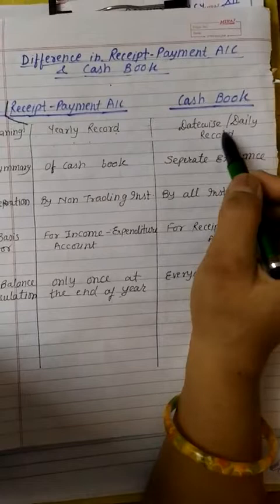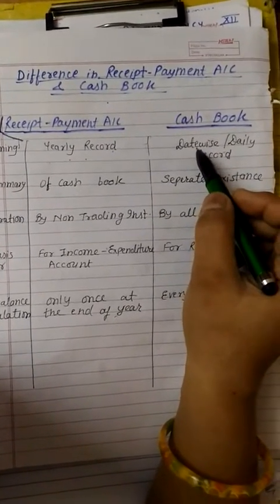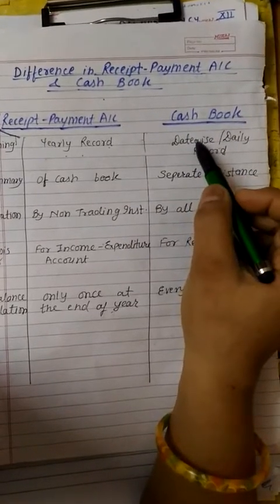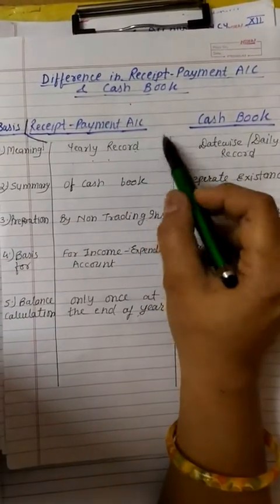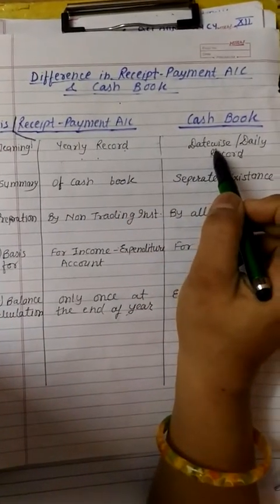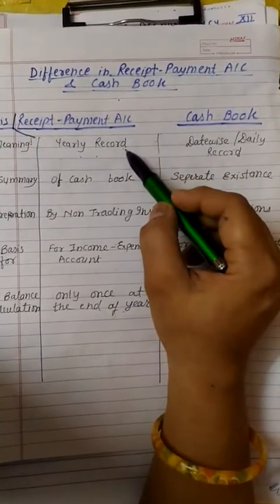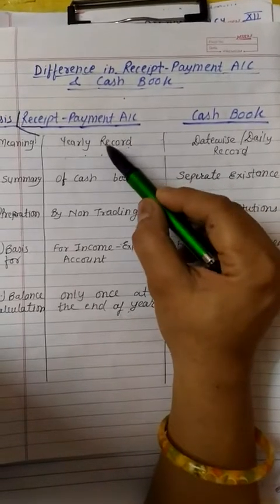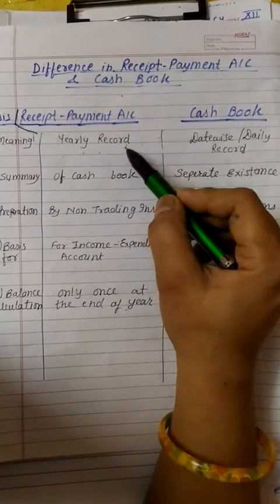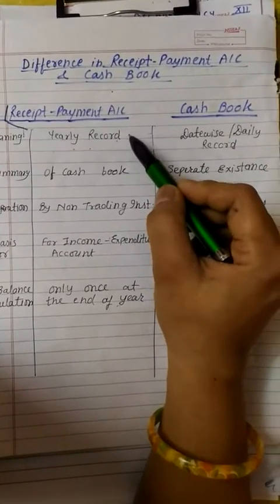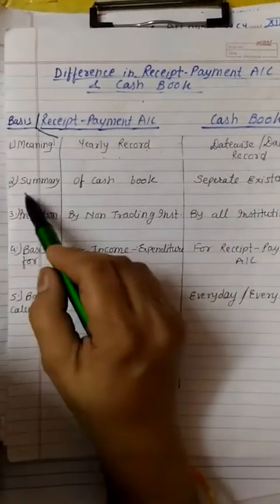For example, when we pay salary to an employee, it is paid for 12 months. So every month it is recorded in the cash book. Suppose it is 1000 per month, then 1000 is recorded 12 times in the cash book. But in the receipt and payment account, it is 1000 into 12, a total of 12,000, recorded only one time, which means the total amount is written at the end of the year under one heading.